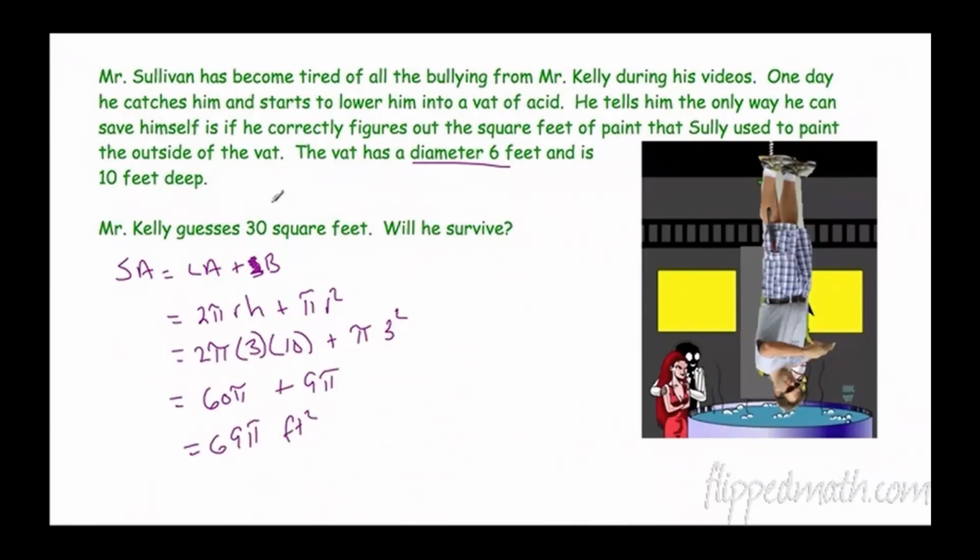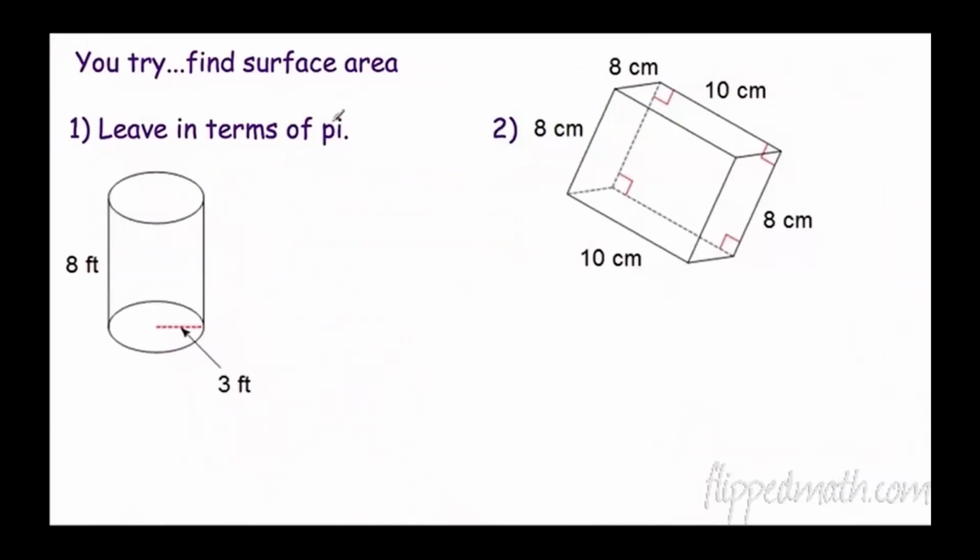Now he said 30 feet. This is already 69 times 3, which is way more than 30 feet. So is Kelly going to survive? Of course not. Dip him in, Sullivan. Boom. That's what you get for all those funny pictures and videos making fun of Sullivan. All right, now you try some on your own. Pause the video and work them out.